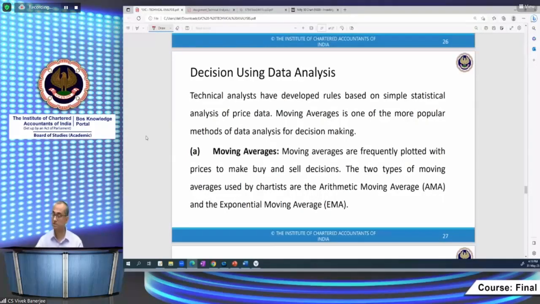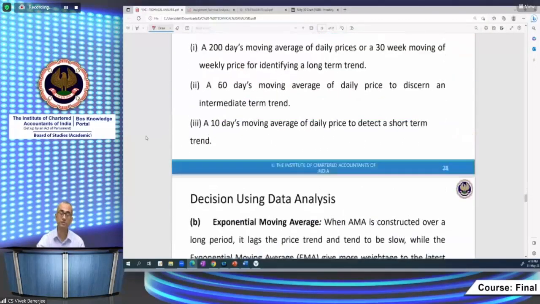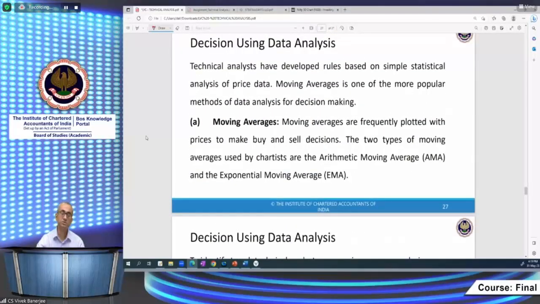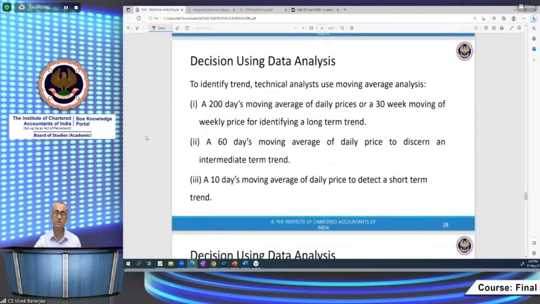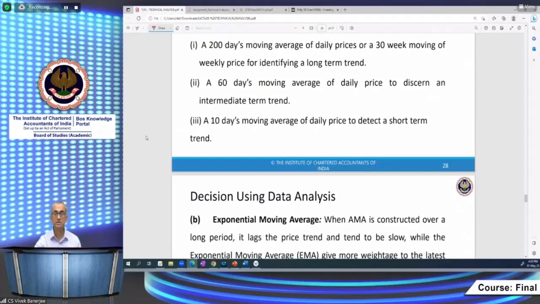One is moving averages and other is the exponential moving average. So what is the difference between these two, simple moving average and exponential moving average? The simple moving average is basically based on the arithmetic moving average. The simple arithmetic mean we calculate. And in exponential moving average, the more weightage is placed on the latest price. It means if the investors want to be focused short term, they will see the exponential moving average.